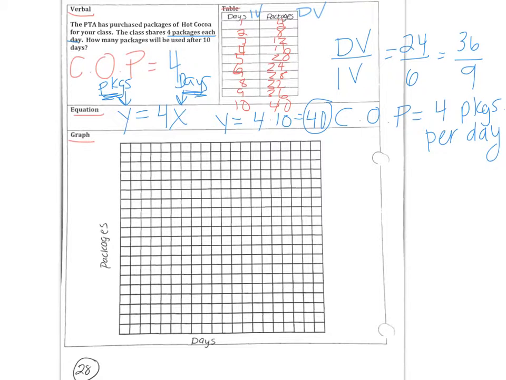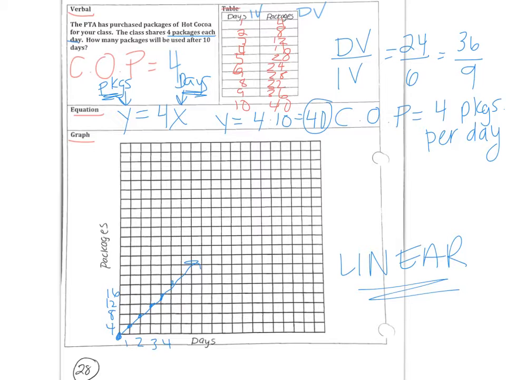And then finally, I can graph this. If I count each box as 1, and maybe it's a good idea to count each box for 4 on my y-axis, since that's how my packages are increasing. All I need to do is plot my points from my table. And we notice they make a straight line, which tells me that this function is a linear function. All proportional relationships will be linear.